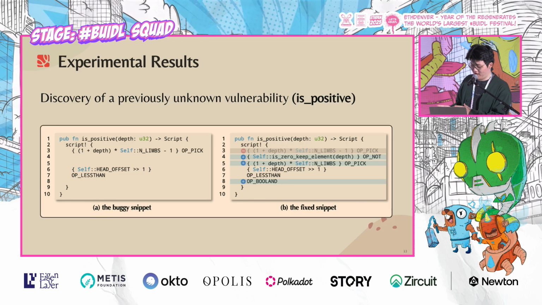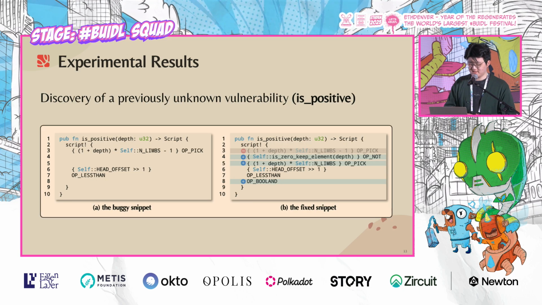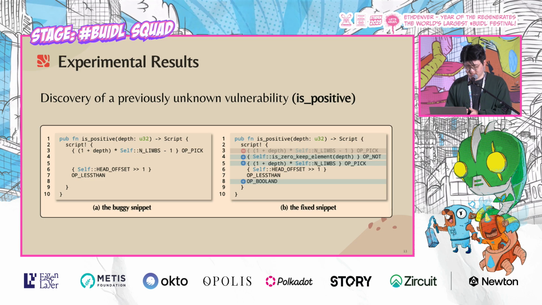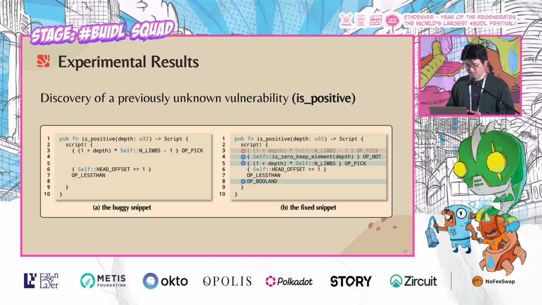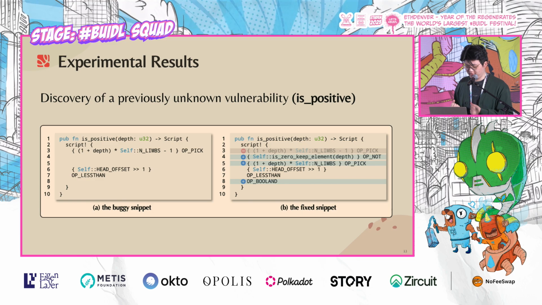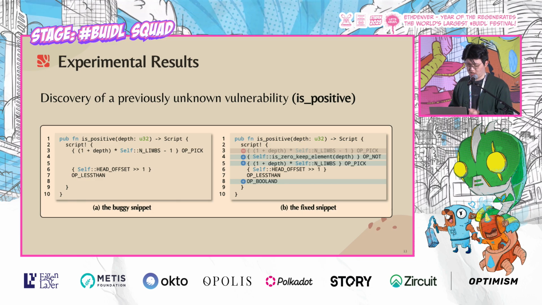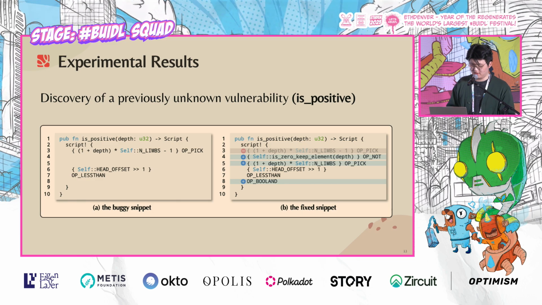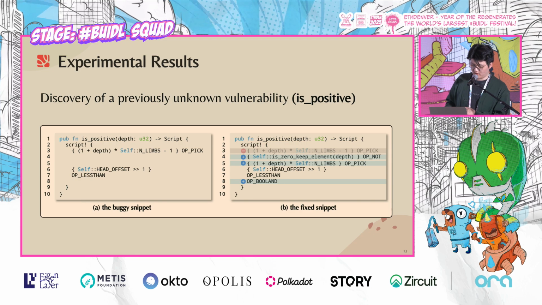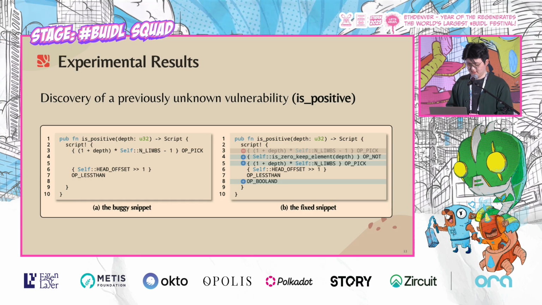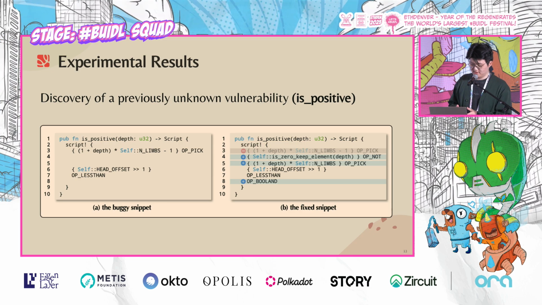Importantly, our tool also identified a previously unknown vulnerability. For example, here on the left-hand side, there is a buggy implementation of is positive, which will count 0 as a positive number, which is wrong. On the right-hand side is the fixed version. This bug was discovered using our tool.